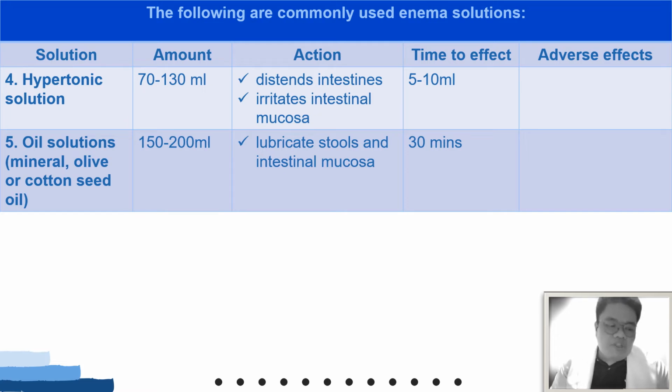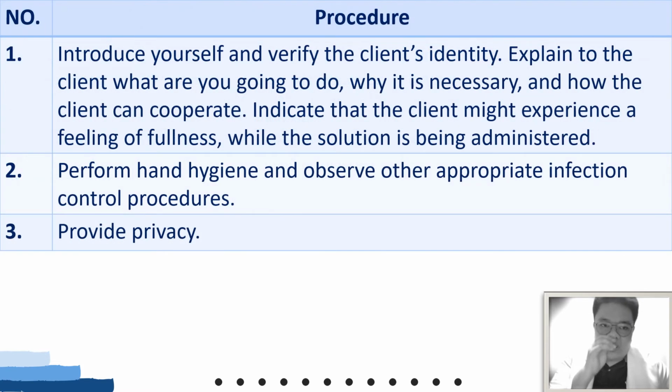Now, if you will be doing the procedure, what do you do? So you introduce yourself and verify the client's identity, then explain to the client what we're going to do, why is it necessary, and how the client can cooperate. You need already to inform the client that one of the effects of the enema is that they might rush to the lavatory and have the urge to defecate, or else they will become frustrated that that's happening to them. Okay, so you need to make them anticipate that.